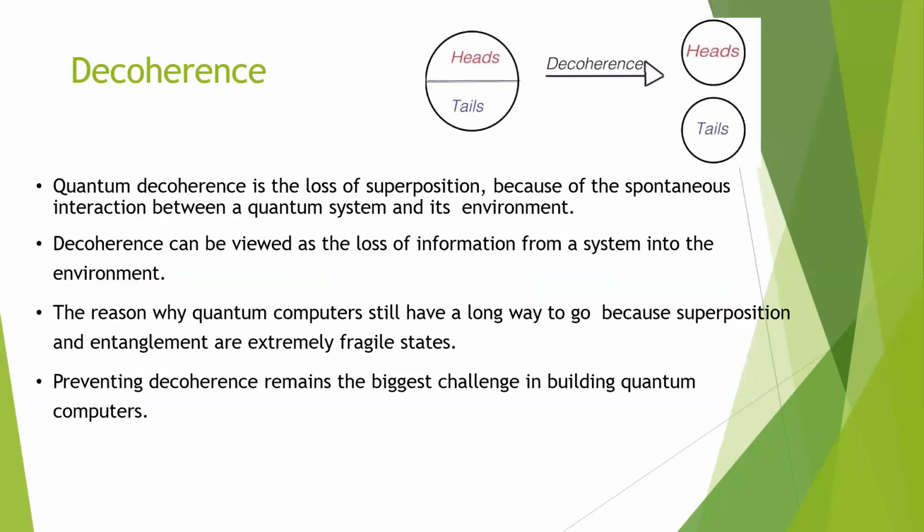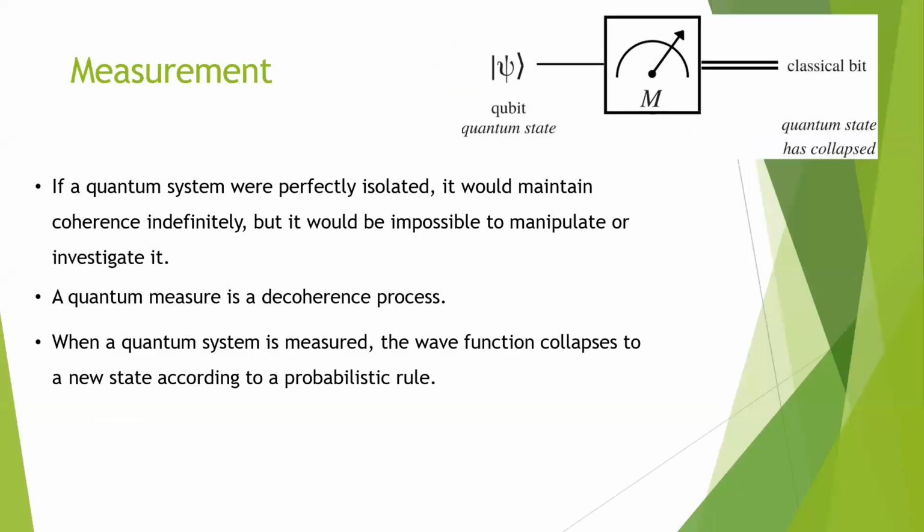Now there is another concept called decoherence. Quantum decoherence is the loss of superposition because of the spontaneous interaction between a quantum system and its environment. Decoherence can be viewed as the loss of information from a system into the environment. The reason quantum computers still have a long way to go is that superposition and entanglement are extremely fragile states. Preventing decoherence remains the biggest challenge in building quantum computers.